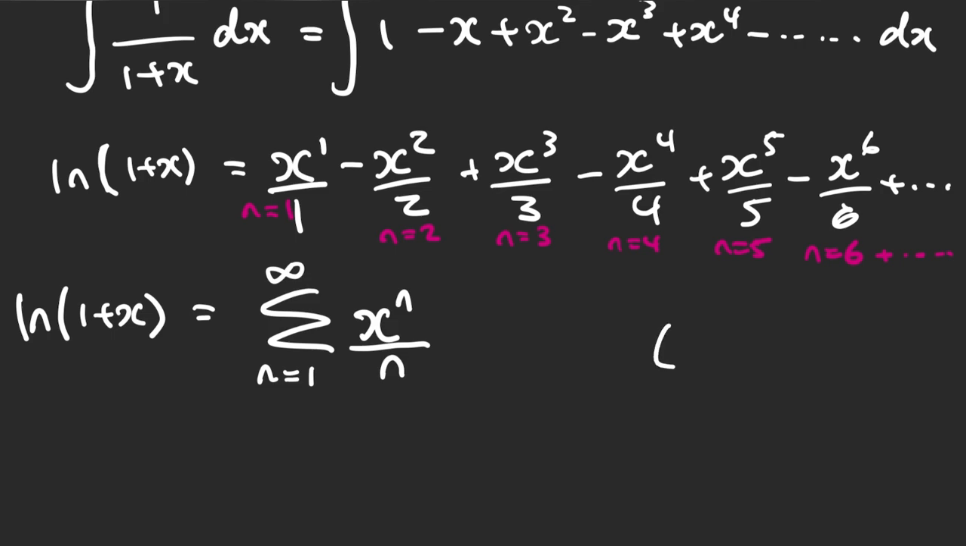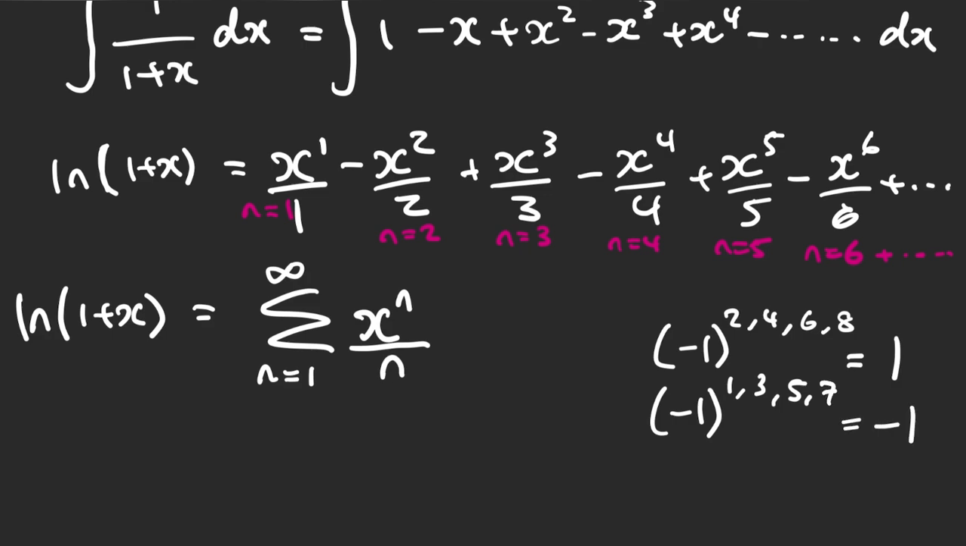Well, if we take negative 1 and raise it to the power of n, and let's say n is an even number, so we square it, we do it to the power of 4, to the power of 6, to the power of 8, this is always going to give us 1. Negative 1 to the power of an even power is going to give us 1 always. And negative 1 to the power of an odd power, so 1, 3, 5, 7, and so on, is always going to give us negative 1.